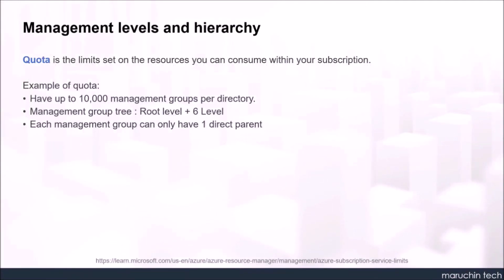A quota refers to the limit set on the resources you can consume within your subscription. For example, you can set 10,000 management groups per directory. A management group tree can have a root level and up to 6 additional levels. Each management group can only have one direct parent, but can have multiple child groups.